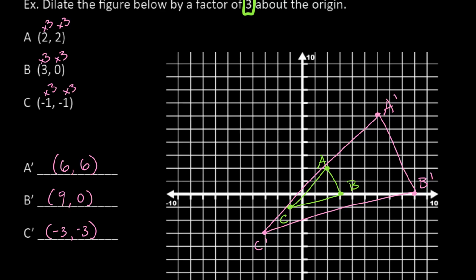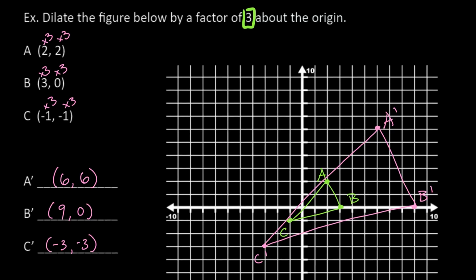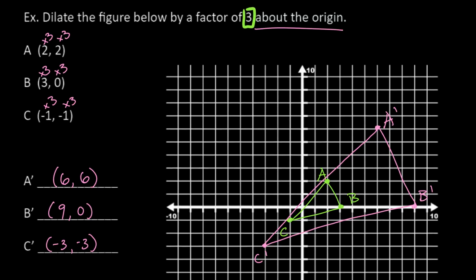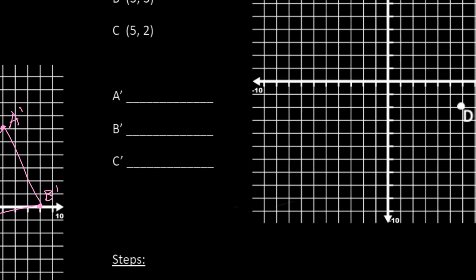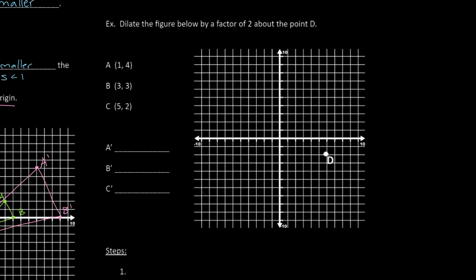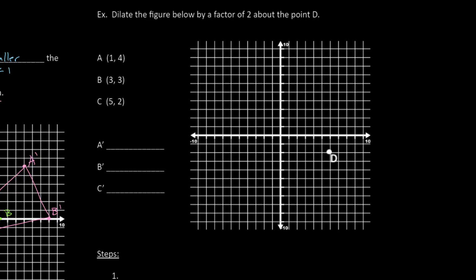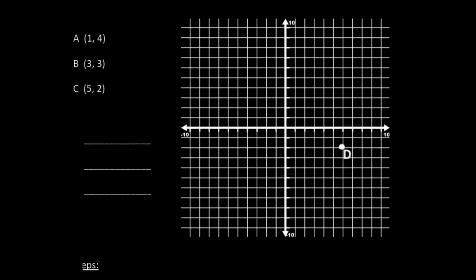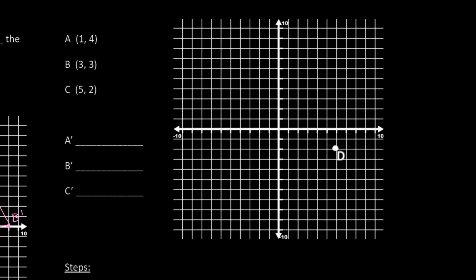You said it. If it's not about the origin. Yes. If a dilation is not about the origin, we have to do different steps. So over here it says dilate the figure below by a factor of 2 about the point D. That's the trick here, about the point D. Now I know on yours it didn't print very well. You should put an actual point at 6, -2. And also there's a misprint. The C should not be at 5, 2. It should be at 1, 1.